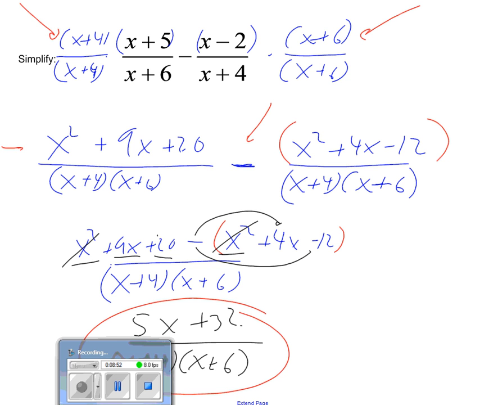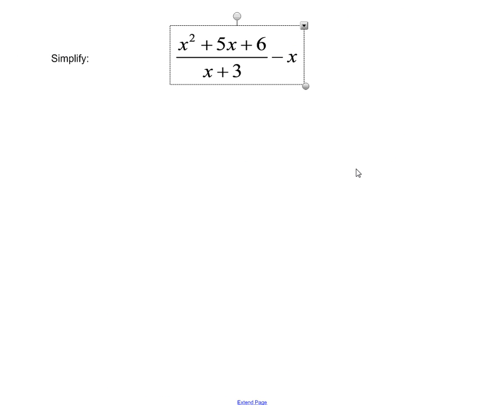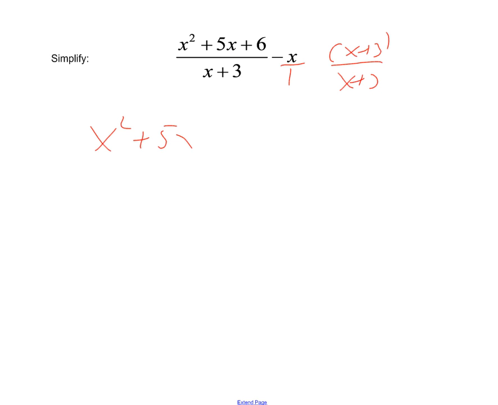Okay, so let's try it one more time with the following. Simplify this, pause the video, and we'll talk about it. Okay, so there is no denominator under the x, but there is. That means it's over 1. So I'm going to multiply by x plus 3 over x plus 3. That's going to leave me with x squared plus 5x plus 6.